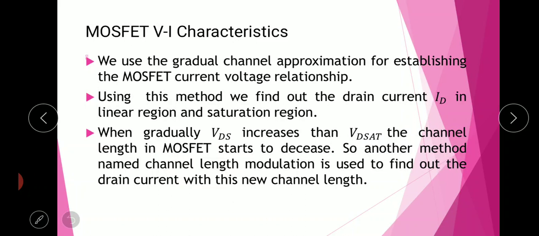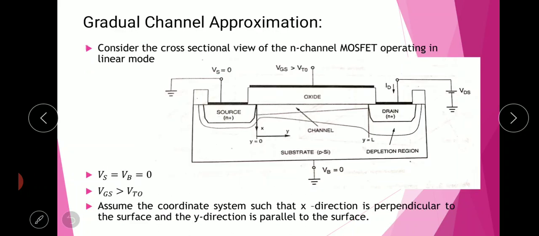And another method, named channel length modulation, is used to find out the drain current when the channel length starts to decrease from the drain side. So today we discuss the gradual channel approximation method.